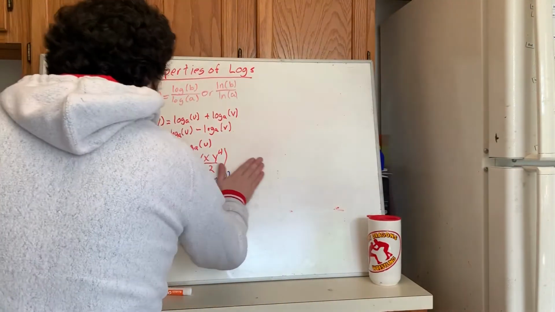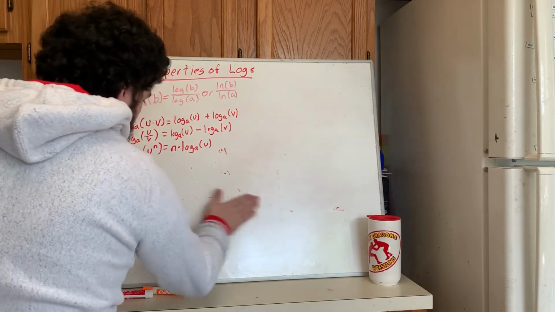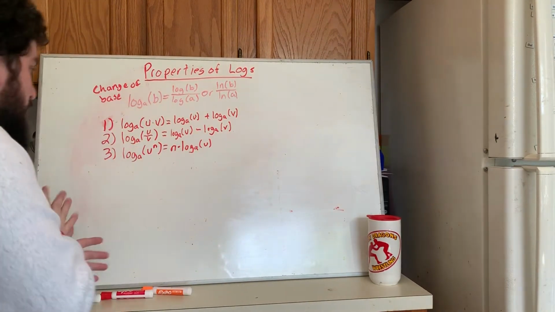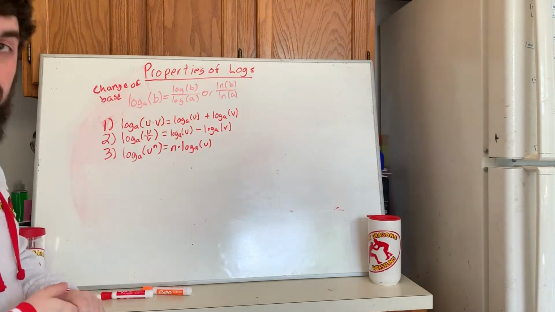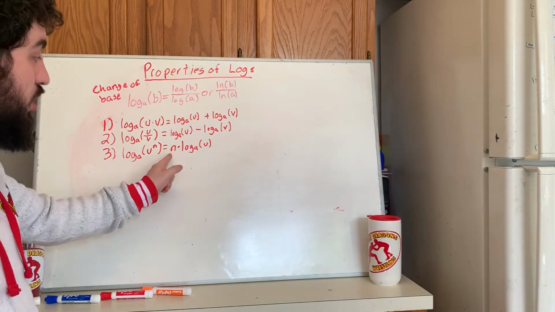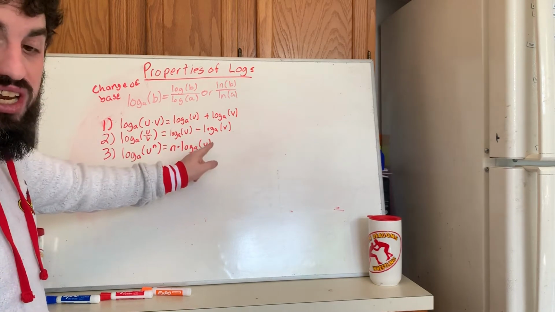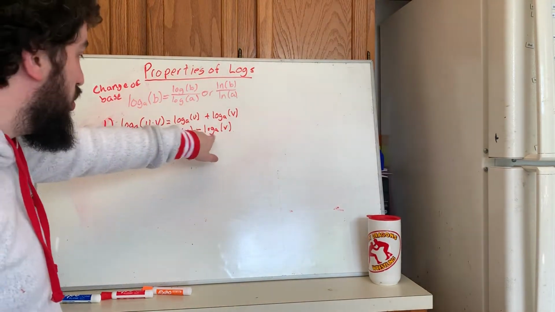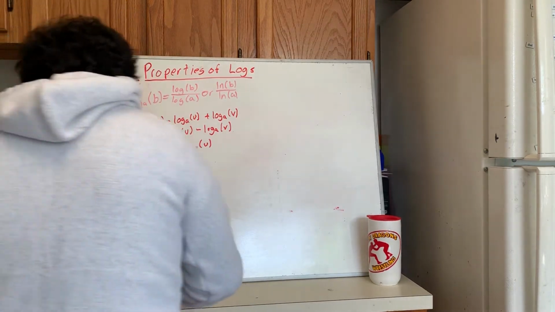So in order to condense logs, what we're going to do is kind of work that process backwards. First, I'm going to look to bring any coefficients in as exponents. All addition turns to multiplication. All subtraction turns to division.